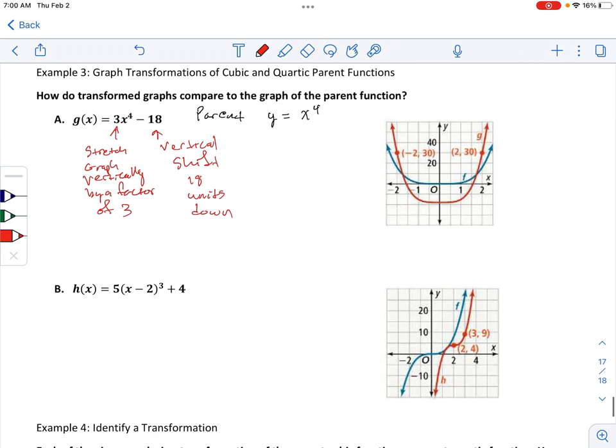For b, this is a third power, which means our parent function is going to be y equals x to the third. So we have 3 different things that are moving it here. We have this 5 out in front, we have this 2 here, and then we have this 4 here. So first of all, this 5 is being multiplied out in front, so that is going to be a vertical stretch again, and this time it's by a factor of 5.